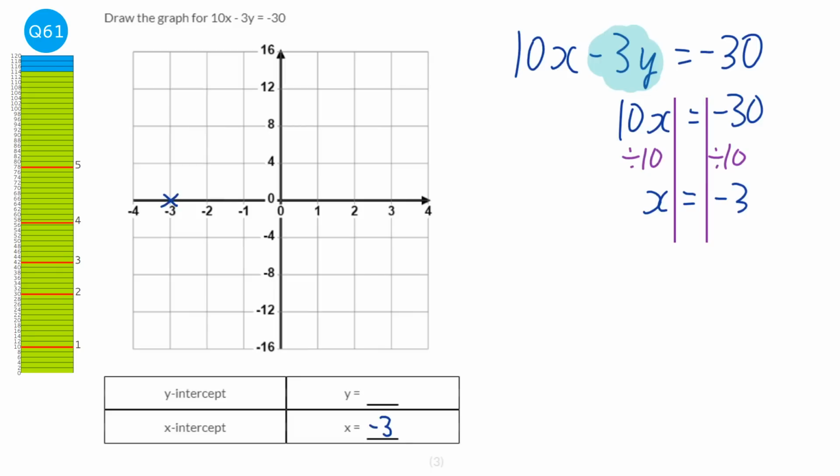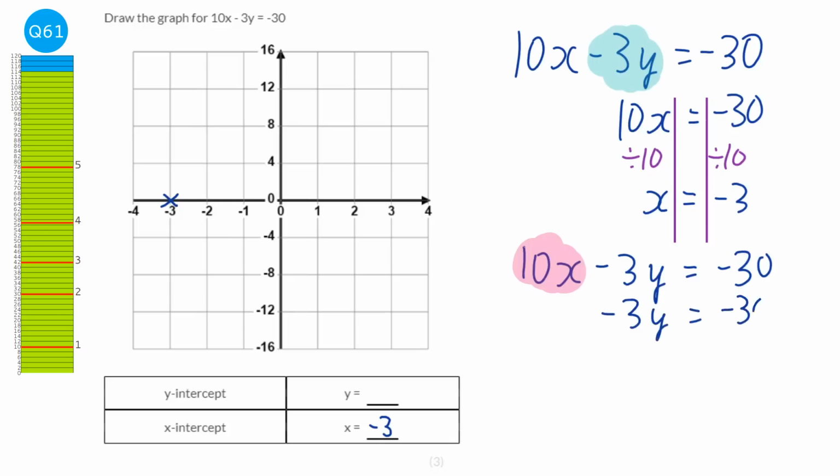I'm going to do the same thing again, but this time I'm going to cover up the x term. I'm just going to cover this up. And so we're going to end up with minus 3y equals minus 30. Again, put my lines in. And this time I'm going to have to divide both sides by minus 3. And so we've got a minus divided by minus, which is a positive. 30 divided by 3 is 10. So our y-intercept will be 10. y equals 10, so that will be here.